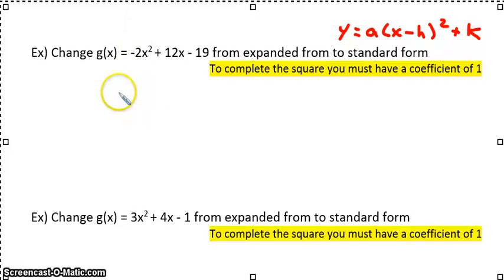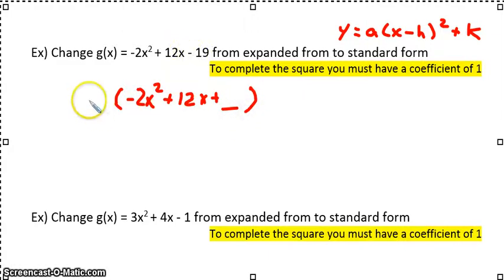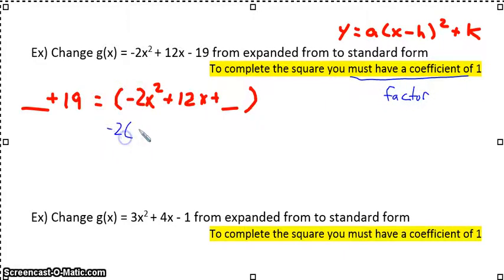So the first thing I'm going to do is group my x's, put a blank at the end of it, and move the 19 over to the other side of the problem, and I'm going to put my blank on this side to balance out my equation. And then again, because this is not a coefficient of 1, I have to factor. So to make it be a coefficient of 1, I have to factor out a negative 2. So it becomes negative 2 times x squared minus 6x plus blank.